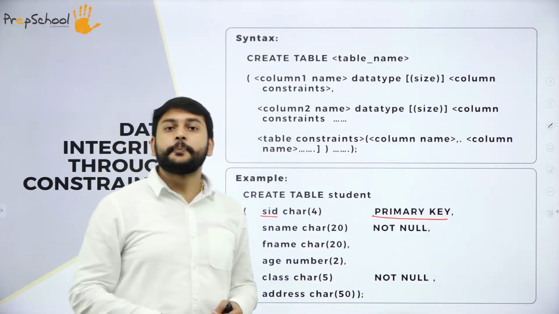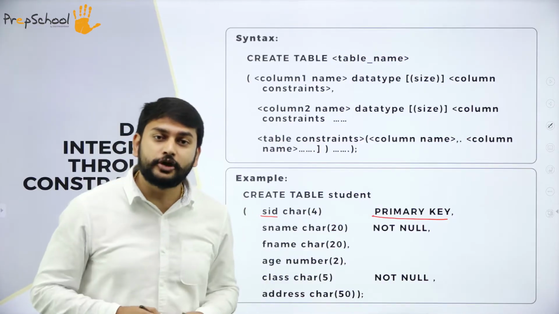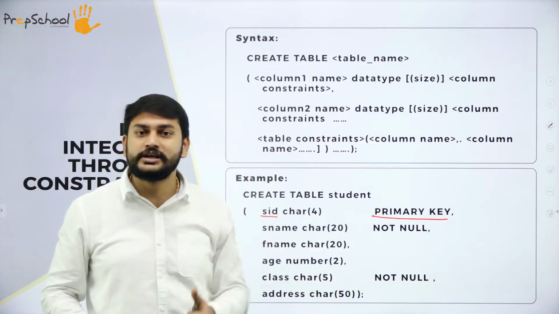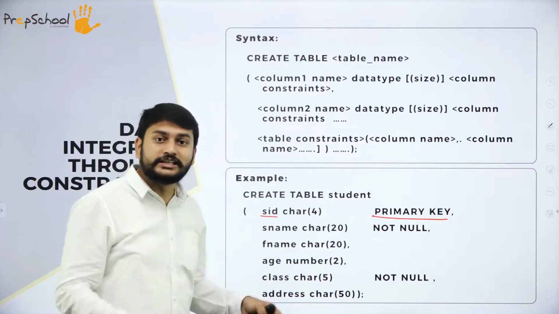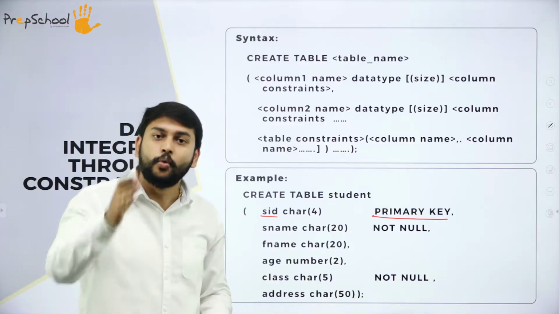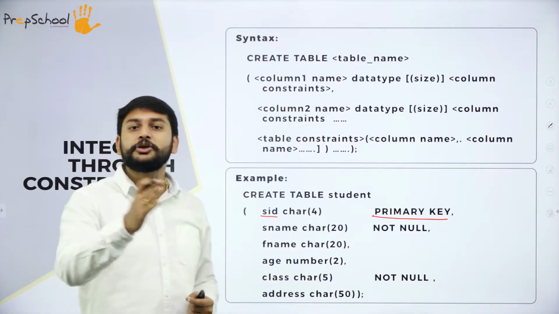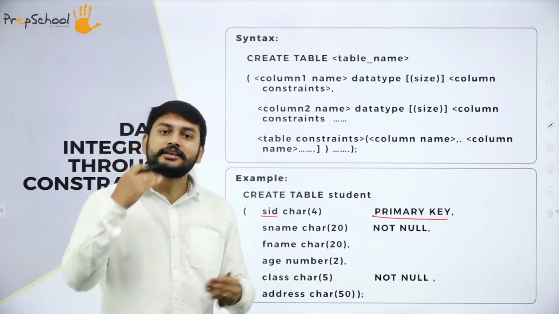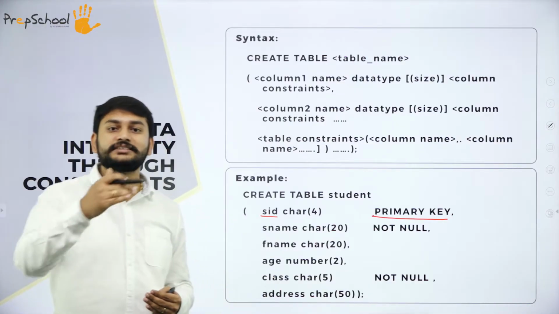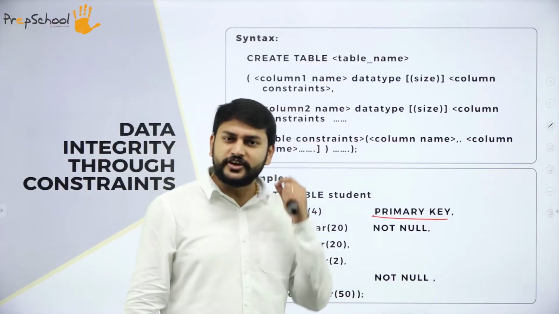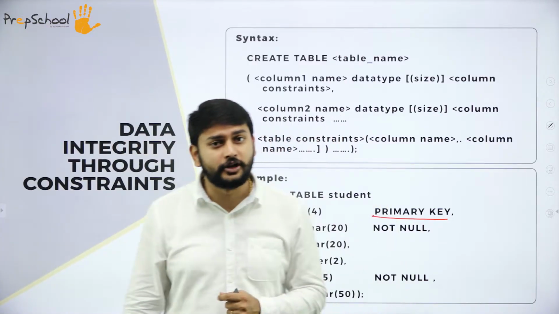If I say the word primary key, two things should come to your mind. The first one is, in this particular column, that is SID, whatever data you are trying to enter should be unique. You cannot enter repeated data. The data redundancy should not be there. That is the first and foremost thing that you should keep in your mind.